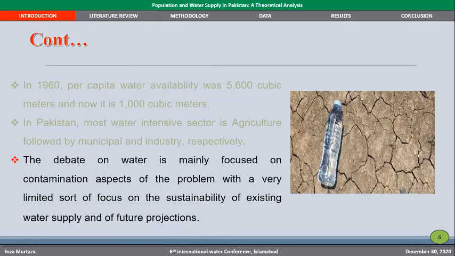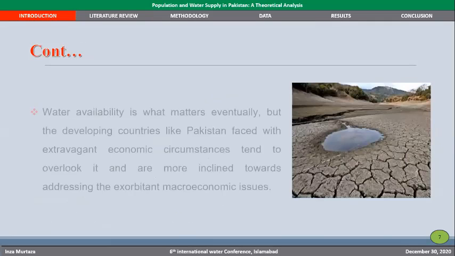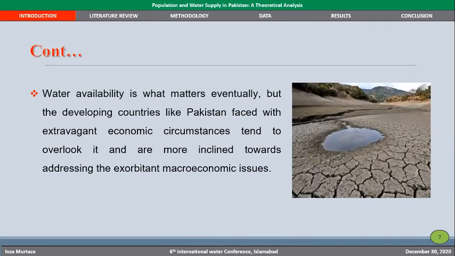The debate on water is mainly focused on the contamination aspects of the problem, with very limited focus on the sustainability of the existing water supply and of future projections. Very often we hear on news and social media about the unavailability of safe drinking water, but we have a more severe supply shortage looming in the near future.